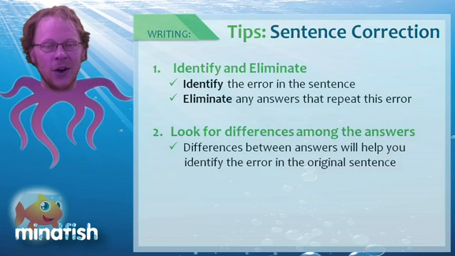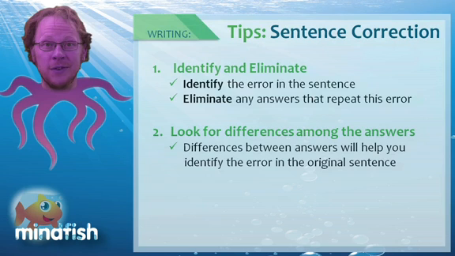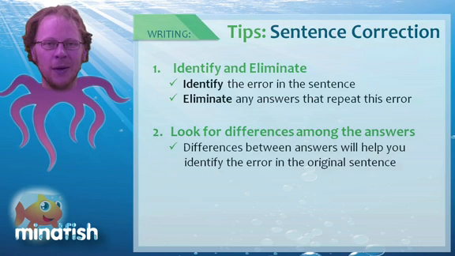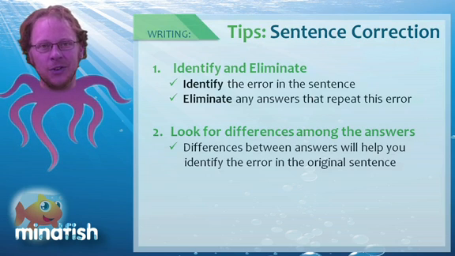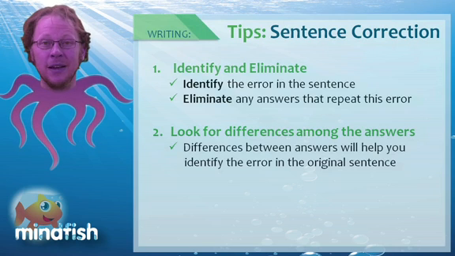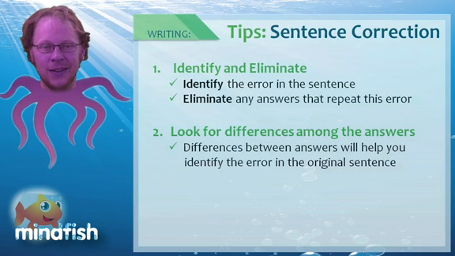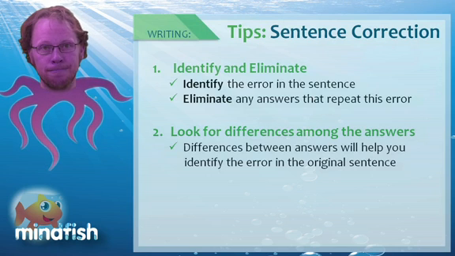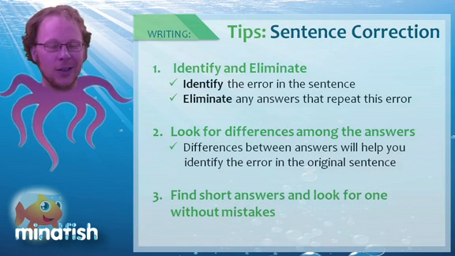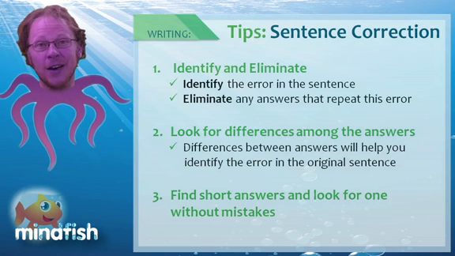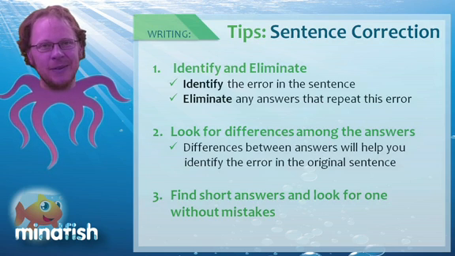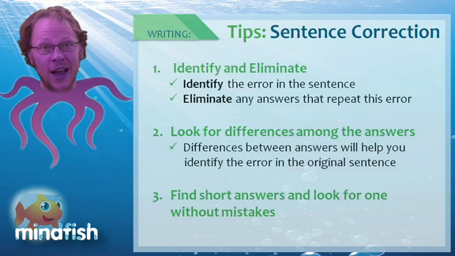If 2 answers are different, for instance, if they have different verb tenses, you'll know that possibly that's the error in the original sentence. And the thing that is being varied between the 2 answers, in this case verb tense, might be the difference between right and wrong. Number 3, look for short answers and find one without mistakes. As I mentioned a minute ago, short answers are often correct on this section.